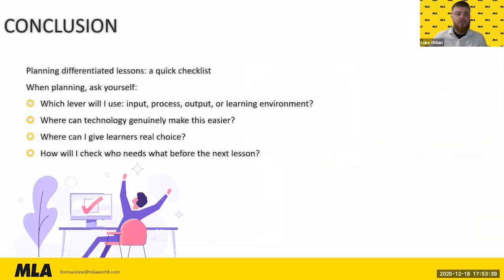Okay, to conclude then, we've got a short checklist. So when planning your differentiation in your classes subsequently, think about which lever you're going to use. Are you going to differentiate the input, the process, the output, or maybe the learning environment? I think it's important to focus on one of these, because if you try and do too much all at once, it might get a little bit messy.